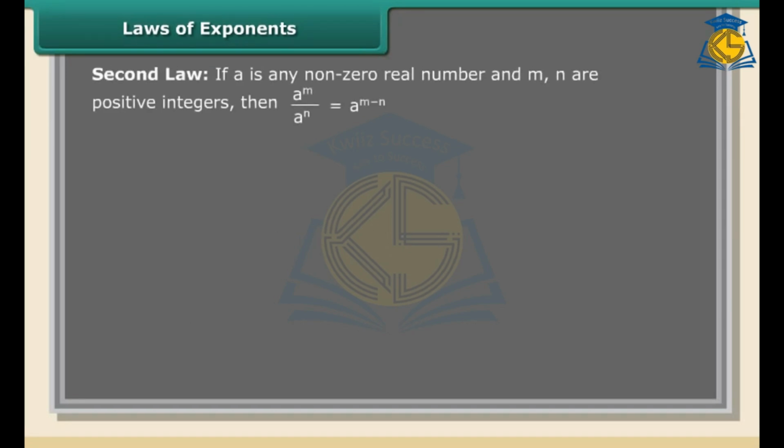Second law. If a is any non-zero real number and m, n are positive integers, then a^m upon a^n = a^(m-n). Example. Simplify 5^8 upon 5^3. Solution. 5^8 upon 5^3 = 5^(8-3), which equals 5^5.